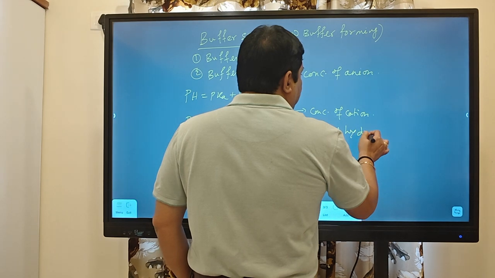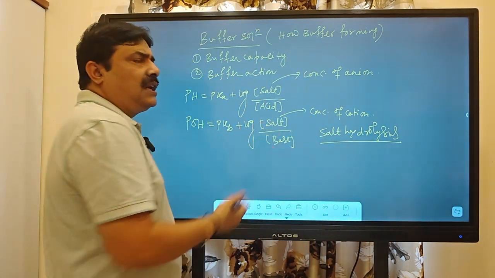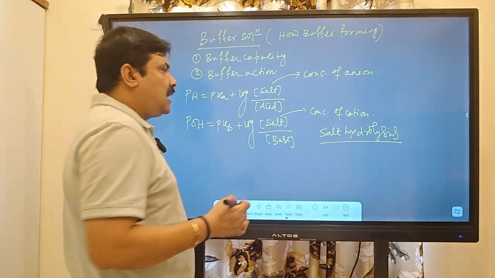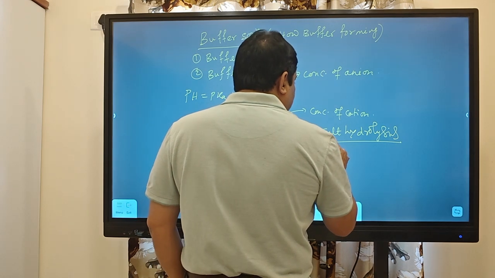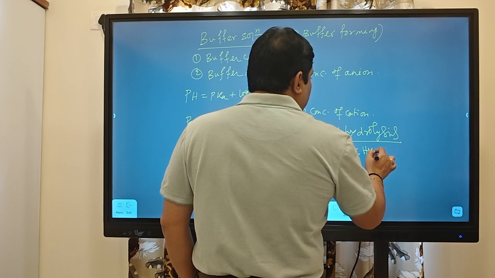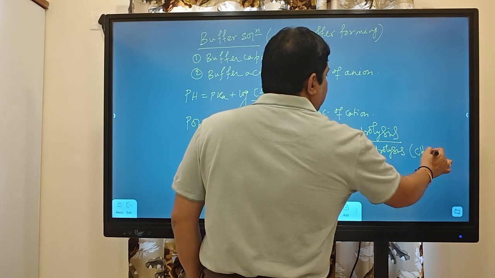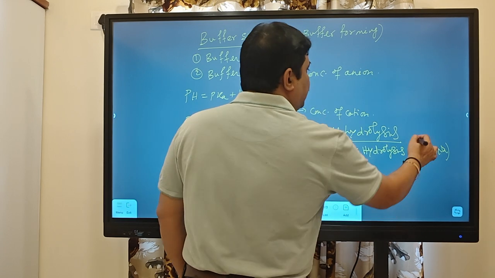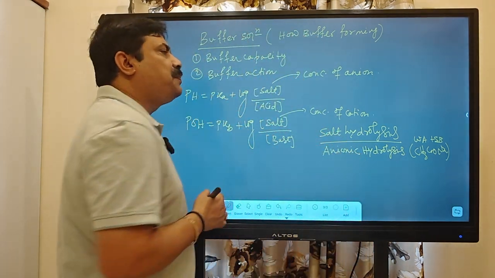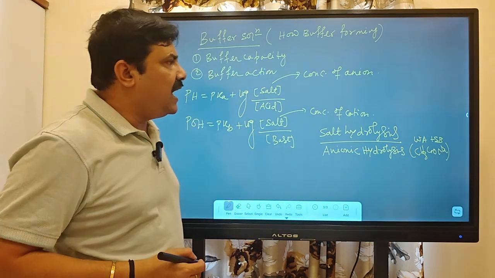In salt hydrolysis, you need to know which is the weaker part. It may be the cation, it may be the anion, that will undergo hydrolysis. The strong part will never undergo hydrolysis. That is what we need to remember for salt hydrolysis. That means for anionic hydrolysis, for example, if I take CH3COONa, this salt is a combination of weak acid and strong base. So the weak part will undergo hydrolysis. That's why the anionic part is the weaker part, so it is an anionic hydrolysis.